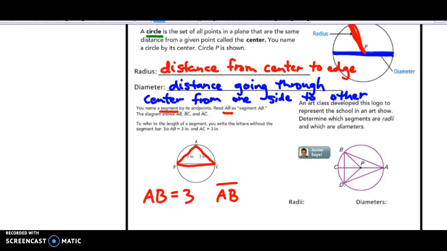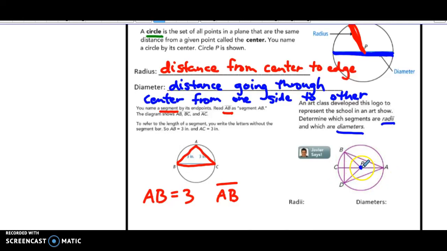So let's see why that matters and how we're going to use these. So let's look at this example over here. We have a logo that an art class has developed to represent the school in their art show. We need to determine which of these segments are radii, which again is just the plural for radius, and which are diameters. So radii would be any that start in the center, and a diameter is going to start at one edge and go to the other edge while going through the center.